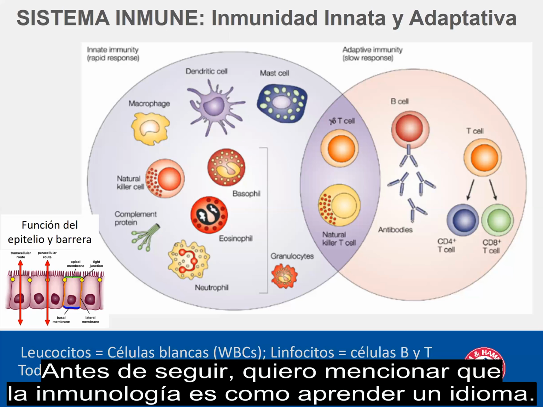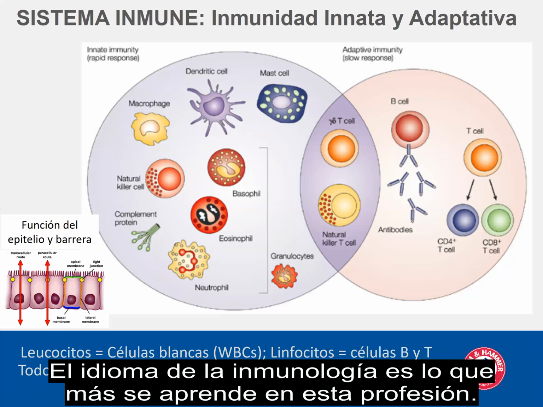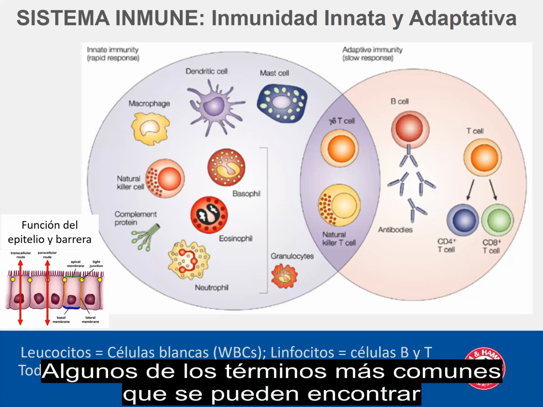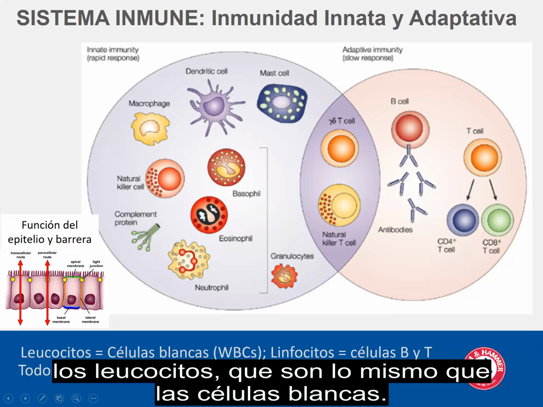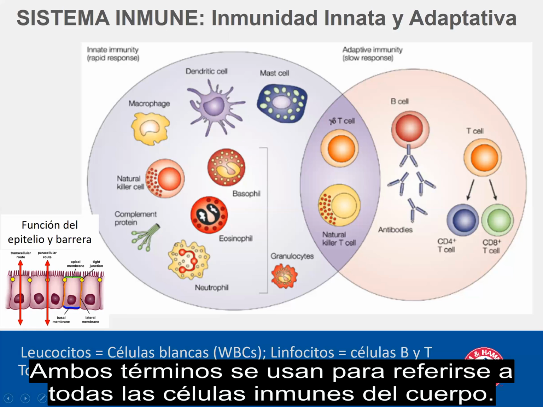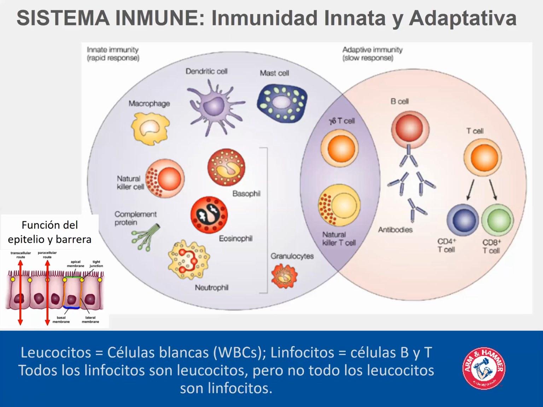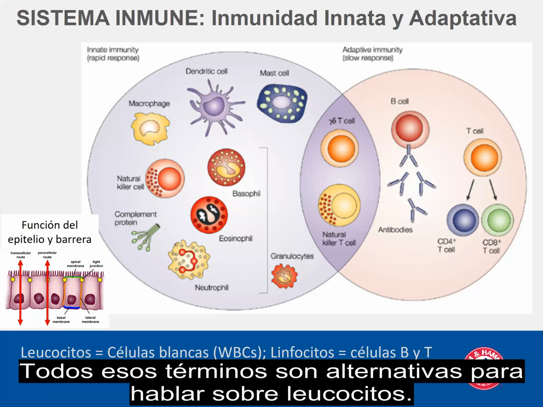And then before we move on, immunology is a little bit like learning a foreign language. As immunologists, most of what we learn in immunology really is the language of immunology. So some common terms that you'll encounter when you're talking about immunology or hearing someone speak about immunology, the first is leukocytes. And leukocytes are the same thing as white blood cells. So those are the immune cells of the body. All of the immune cells of the body are white blood cells, and they're all leukocytes. They're the same thing.